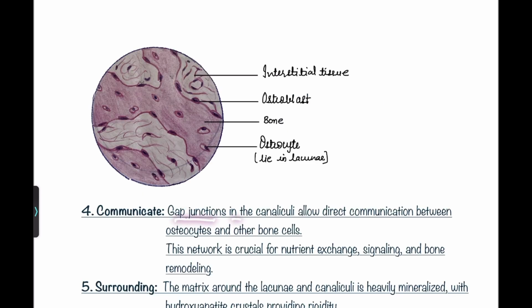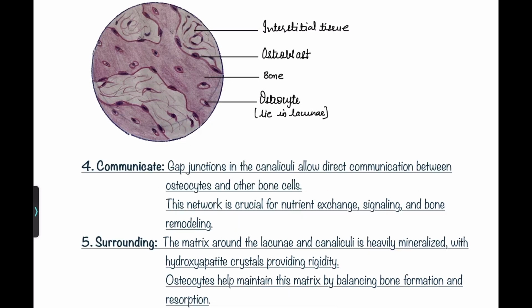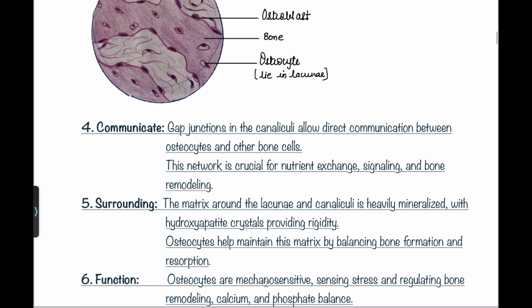Gap junctions in the canaliculi allow direct communication between osteocytes and other bone cells. These connections are vital for nutrient exchange, signaling, and bone remodeling. The surrounding matrix is heavily mineralized with hydroxyapatite crystals providing bone rigidity. Osteocytes help maintain this matrix by balancing bone formation and bone resorption. Functions of osteocytes include sensing mechanical stress and regulating bone remodeling, as well as calcium and phosphate homeostasis.